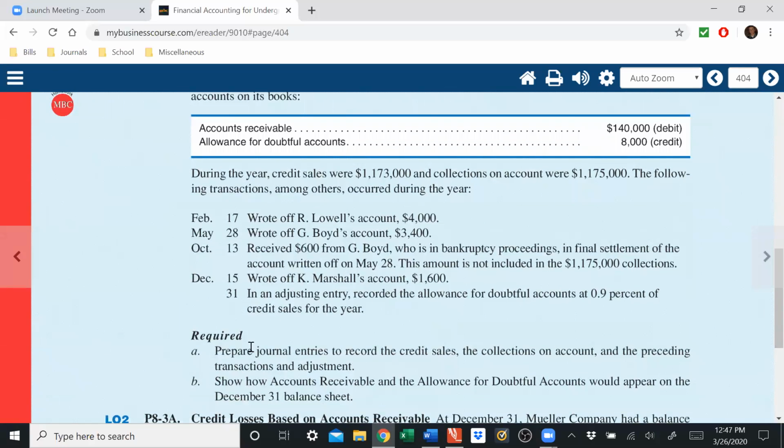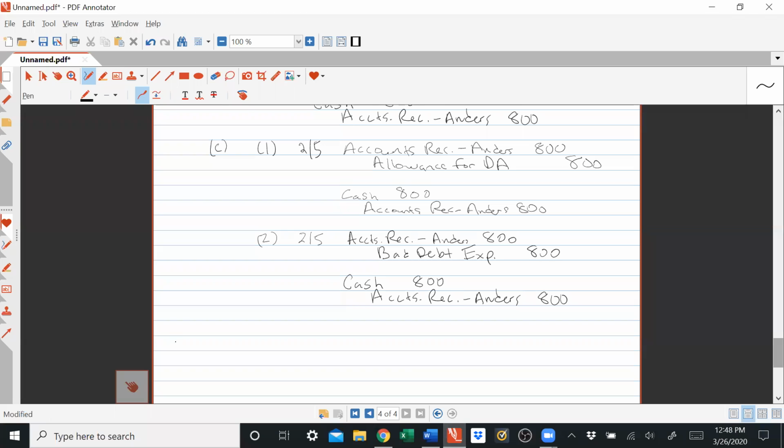Part A, prepare the journal entries to record credit sales. Here's credit sales. And the collections on account. Here's the collections on account. And the preceding transactions and adjustment and all these. So we need to make a journal entry for the credit sales, for the collections on account, and for all these. So let's make some journal entries.